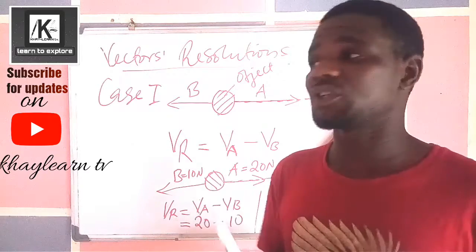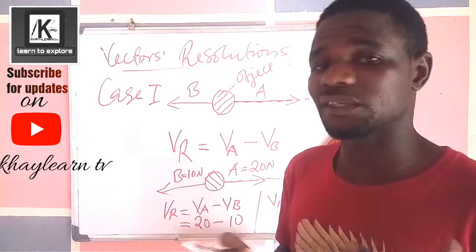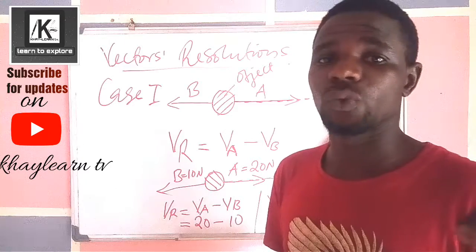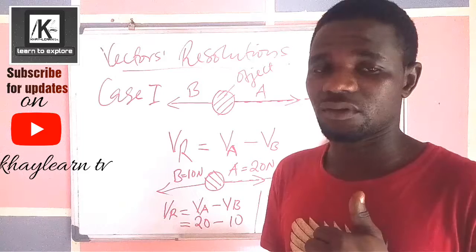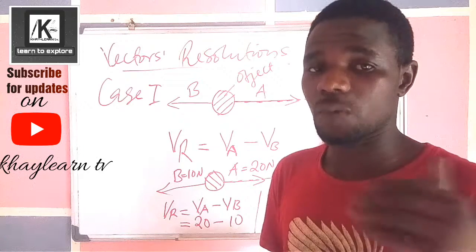There is nothing difficult or hard in there. The first case is talking about when 2 vectors act in different directions. Different directions means opposite directions.